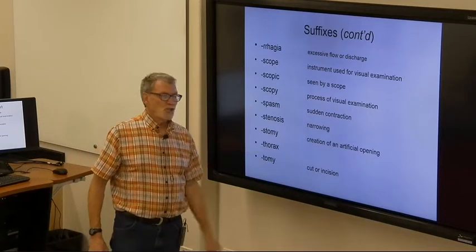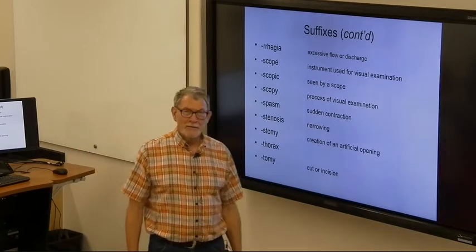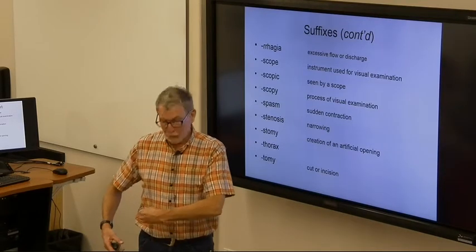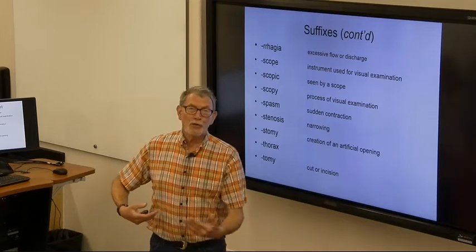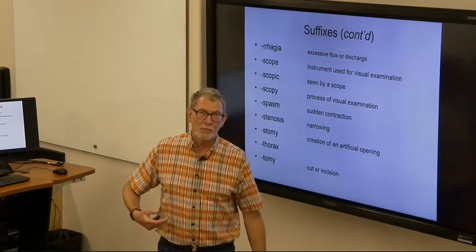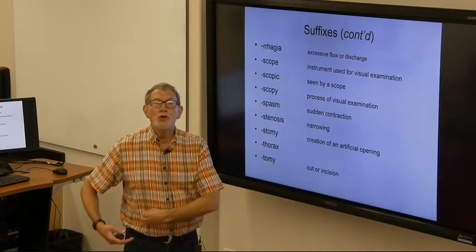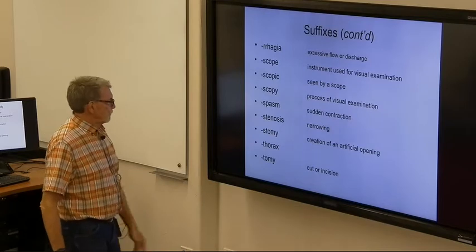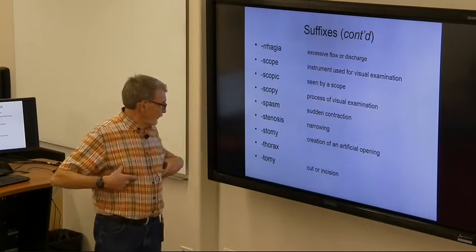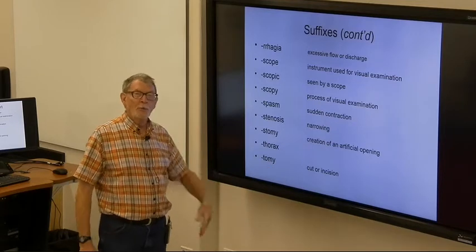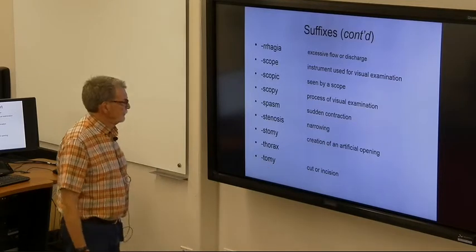Stomy, creation of an artificial opening, like a colostomy bag. Colostomy. It's an artificial opening when a person has colon cancer and they can no longer poop out of their anus anymore. It has to come out through a new opening in the wall of their thorax, of their abdomen. The thorax is your chest. Tomy, cut or incision. Tome, tomy, tomo.